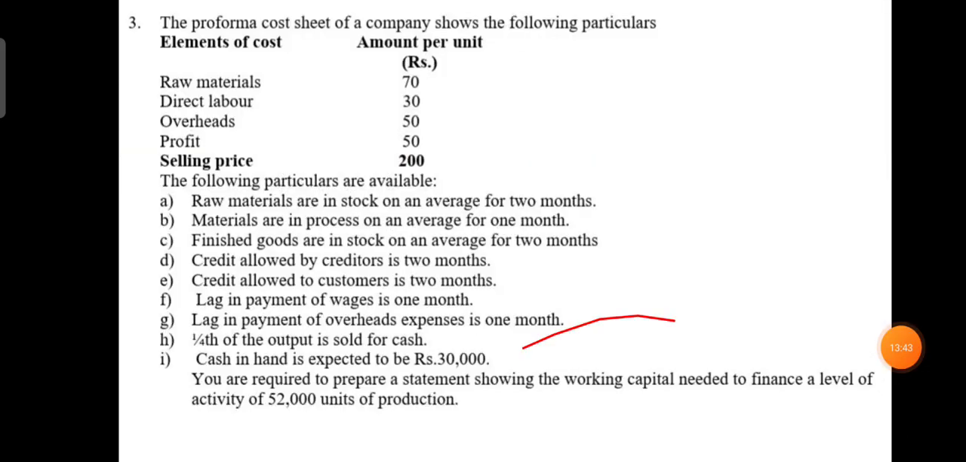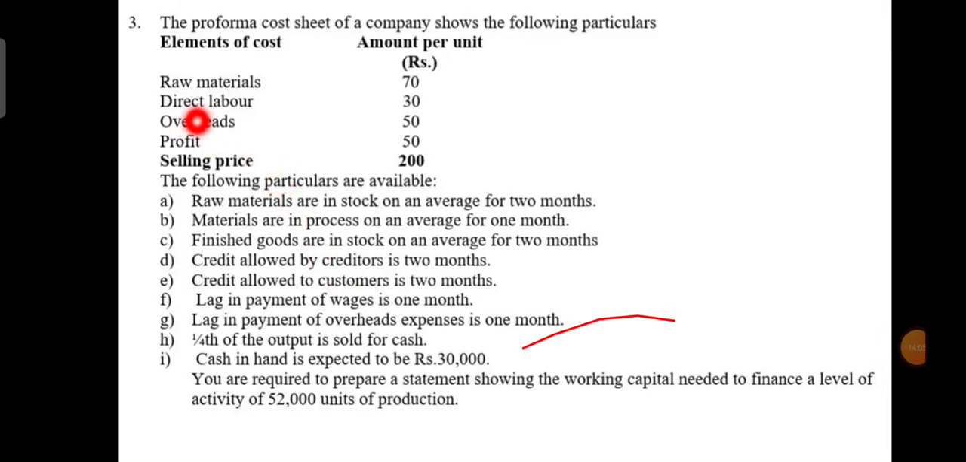Next, work in progress includes material, wages and overheads. Raw material per unit is 70, and look at the question: materials are there in process for 1 month. So 52,000 into 70 into 1/12. It is 3,333. So we are assuming 100% raw material is used.